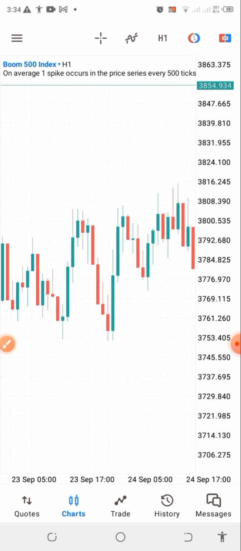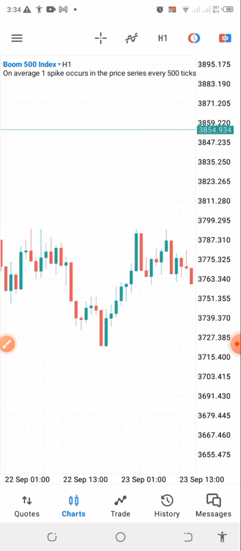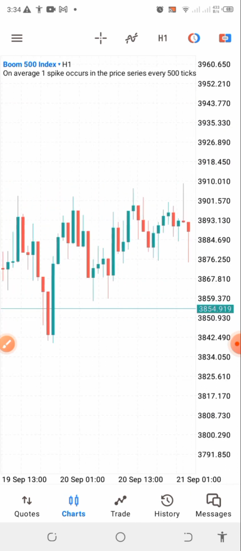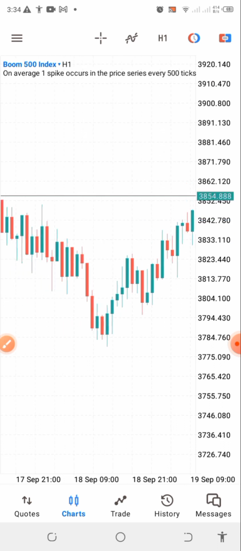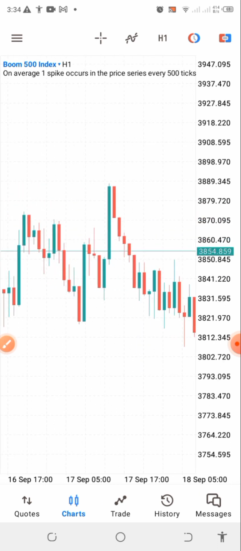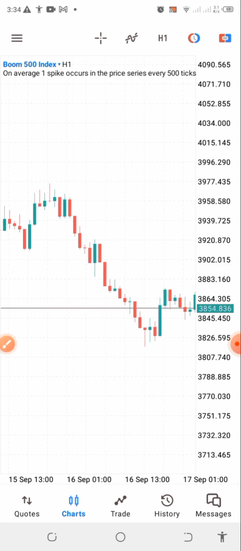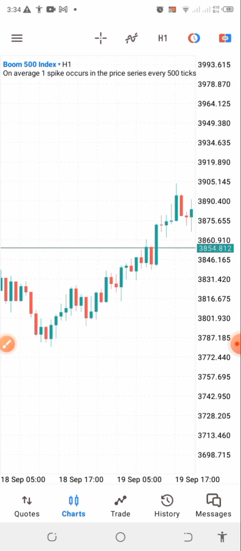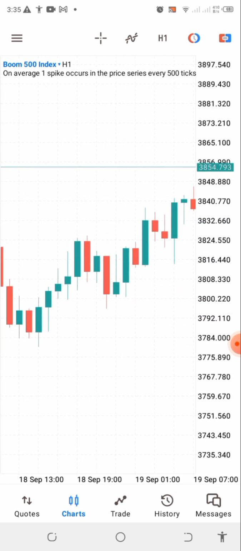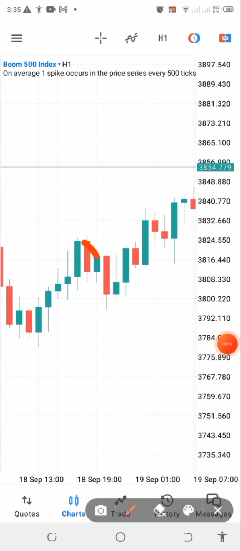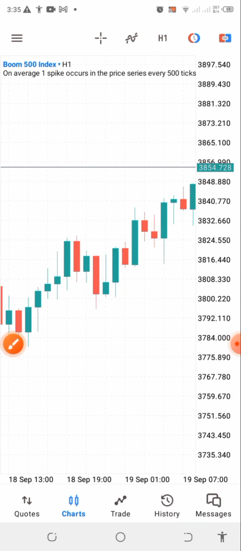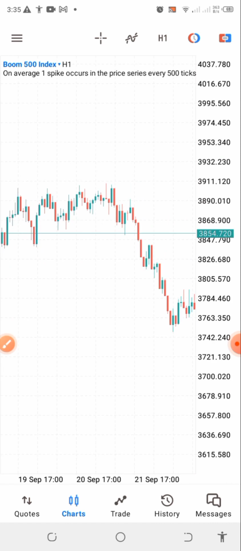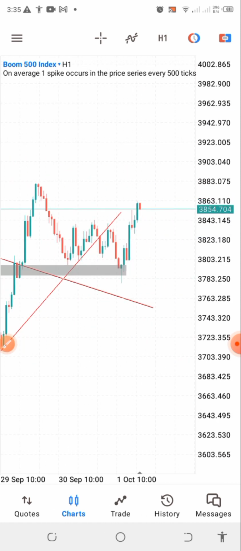So I want to give a clear one. But that is just how the inverse hammer candle looks like. Now you can see, let me use this area. When the market is coming to the downside, you can see when the inverse hammer candle shows, then the market starts going to the top side. That's how the inverse hammer candle looks like. I hope you understand that.